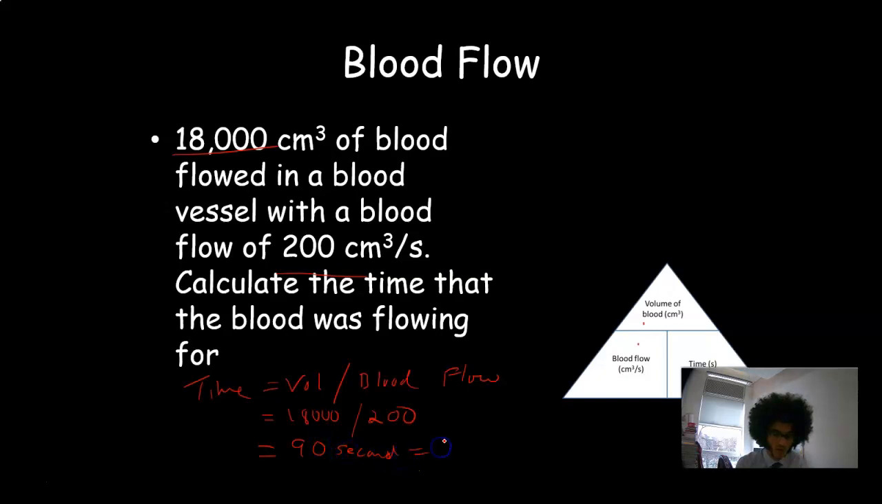Or if you want to be really fancy, you could say 1.5 minutes or a minute and a half. Okay? And that's it. So I hope that was useful. And best of luck with your questions around circulation and blood flow.